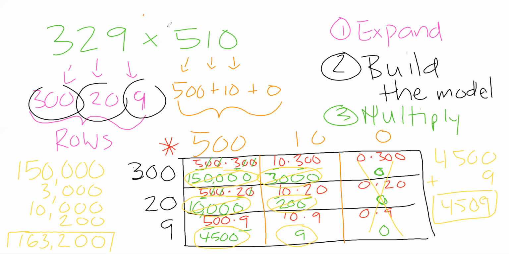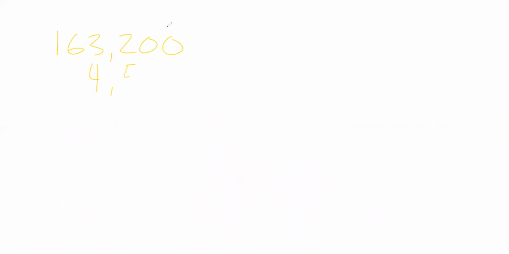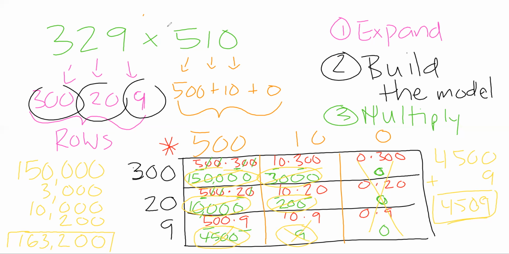So I'm going to jump to the other page and finish this out. So again, I'm adding these last 2 numbers. Oh, I used these. Let's cross those out. So 163,200 and I'm adding 4,509. Now, when I'm done with adding these 2 numbers, that's going to get me my final answer because I'm adding all the numbers that were in my array, my area model.